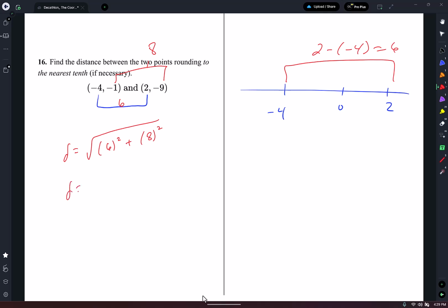So here we go. D equals 6 squared is 36. 8 squared is 64. That's a square root. 64, 36, that's 100. And what's the square root of 100? 10. And there it is, guys.